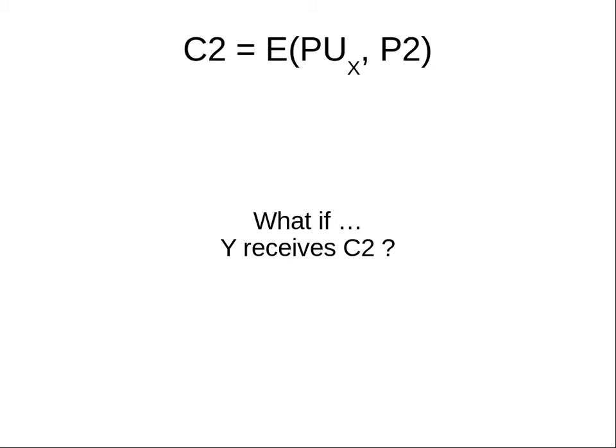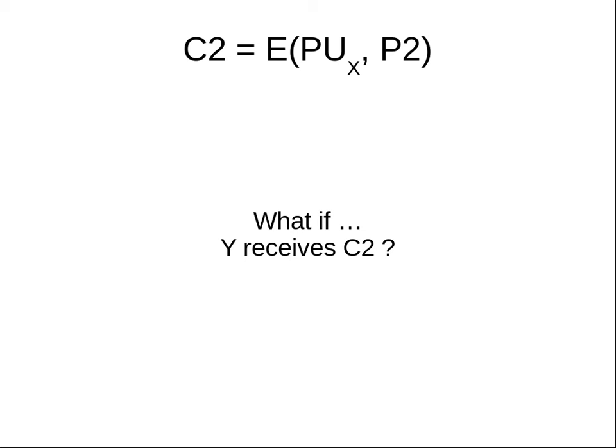It was sent from X, yes. And it was encrypted by X. Can they decrypt it? Can Y decrypt C2? If they can decrypt it, then they'll find P2, correct? But you said they can't find P2. Now you've explained to me that they can. The question is, can Y decrypt C2?